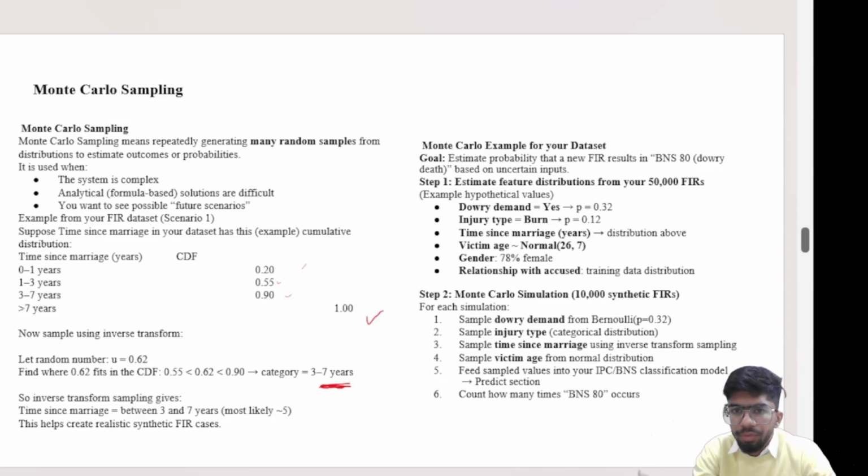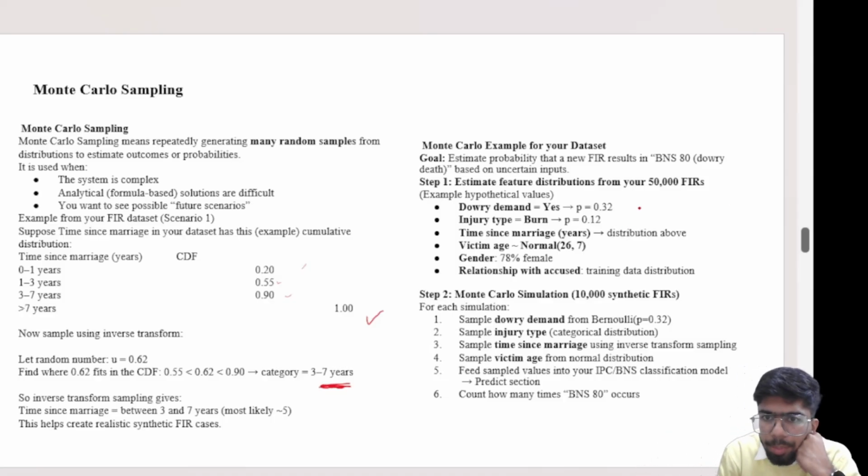So step 1, estimate the feature distributions. Dowry demand is yes with probability 0.32, burn injury 0.12. Time since marriage distribution is given above. Gender is 78% female. Relationship with accused distribution can be seen in the training data distribution.